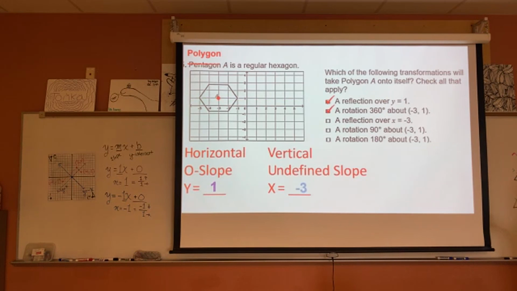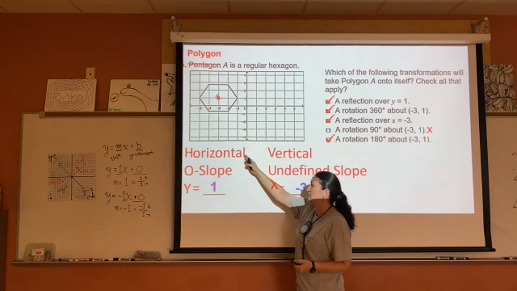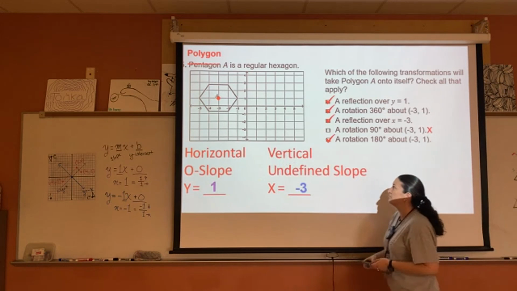So number 5 is all of them except for the rotation of 90 degrees. And this is just an acronym that I use to help remember if a line is going to be horizontal or vertical.